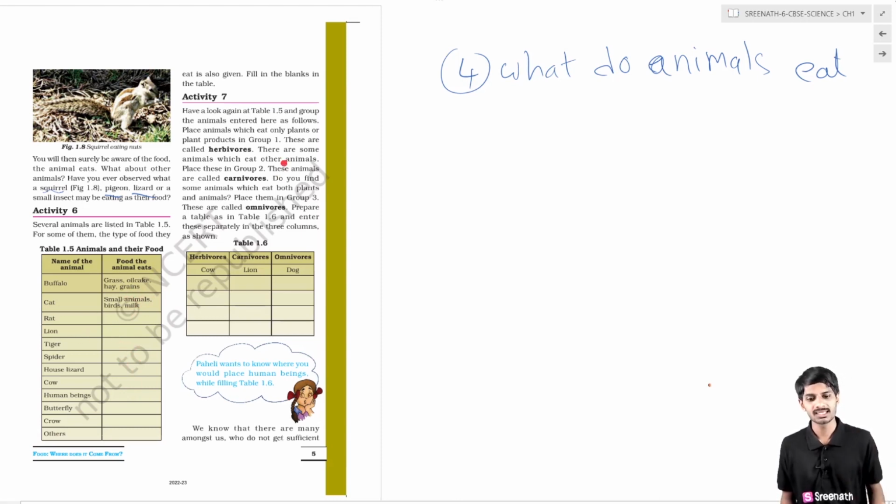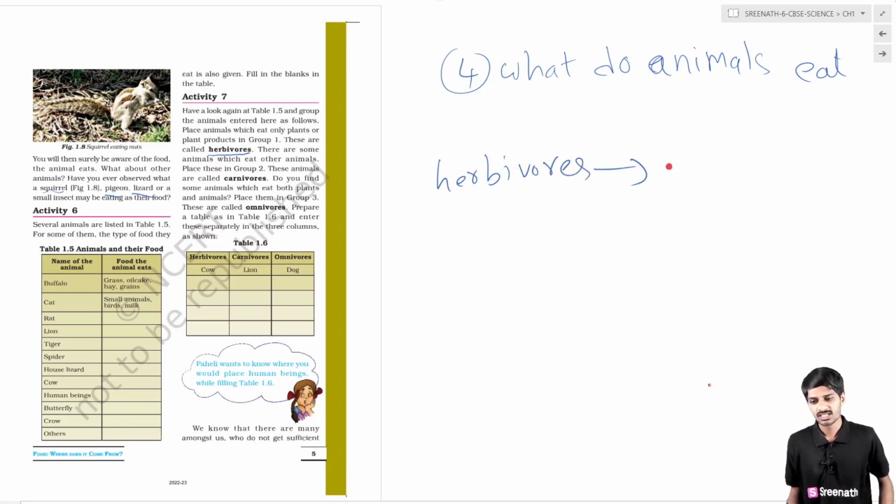I want to tell you one thing: there is a word called herbivores. What are herbivores? Animals which eat only plants are called herbivores. What are carnivores?